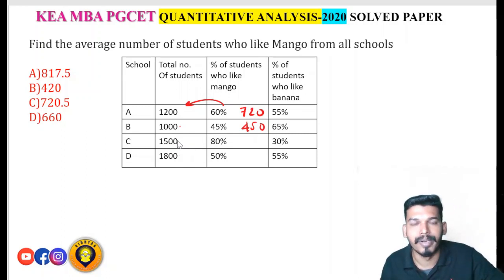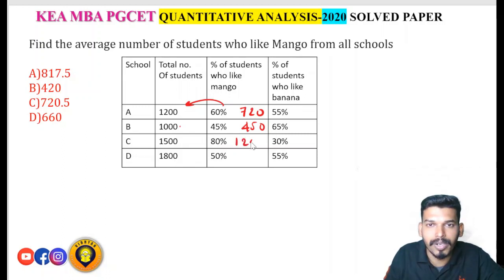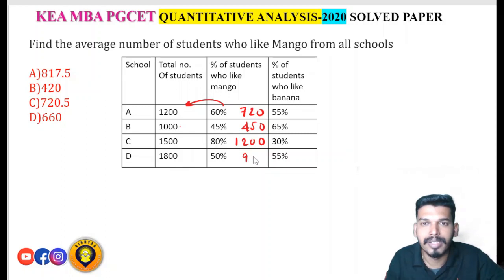80% of 1500: if finding 80% is difficult, find 20% of 1500. 20% of 1500 will be 300. So 1500 minus 300, which is 1200. 50% of 1800 is 900.